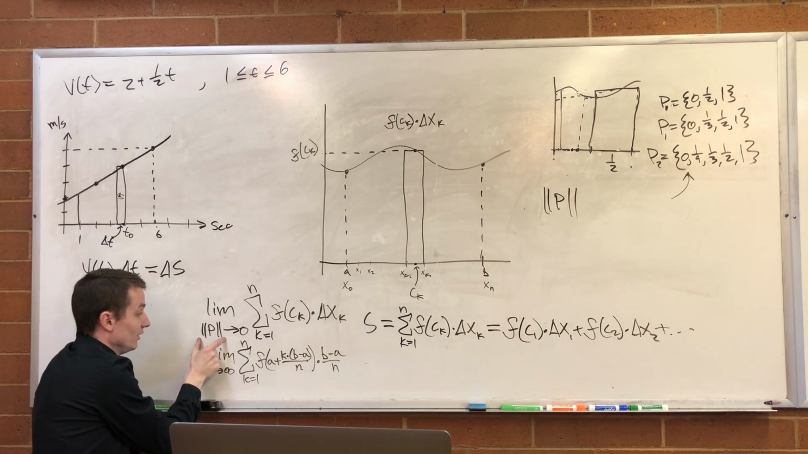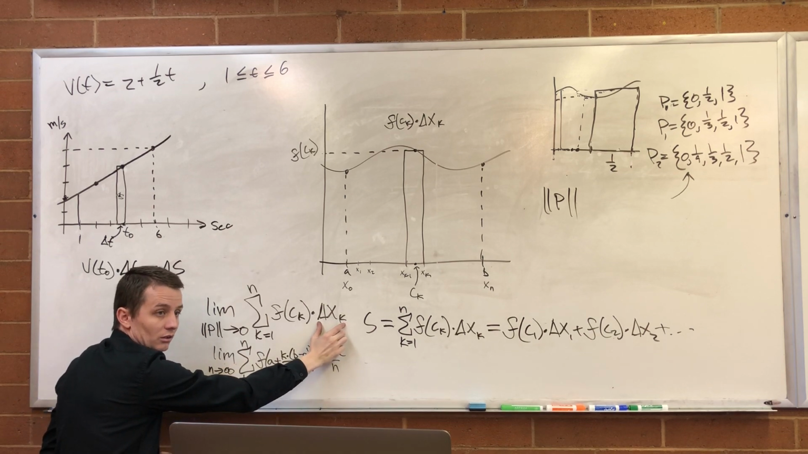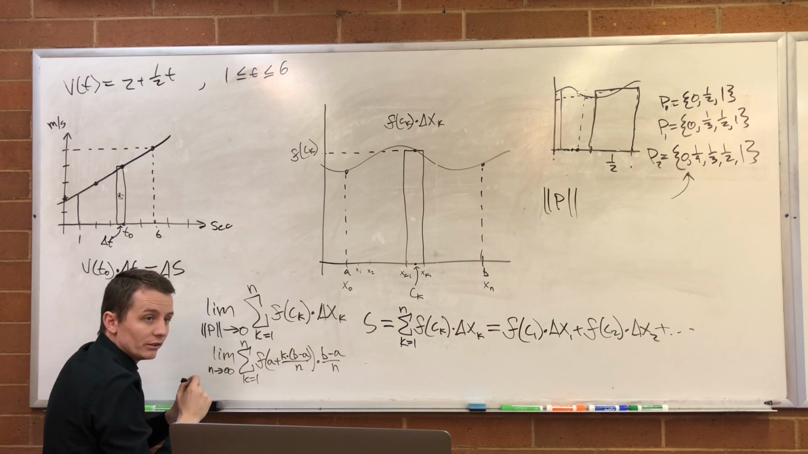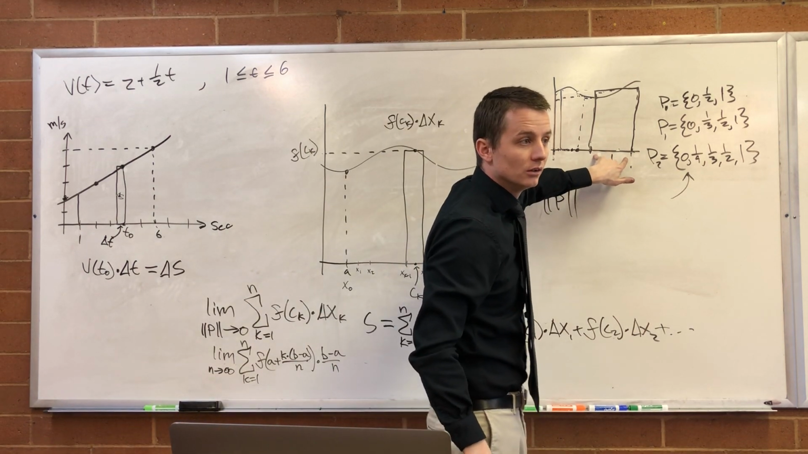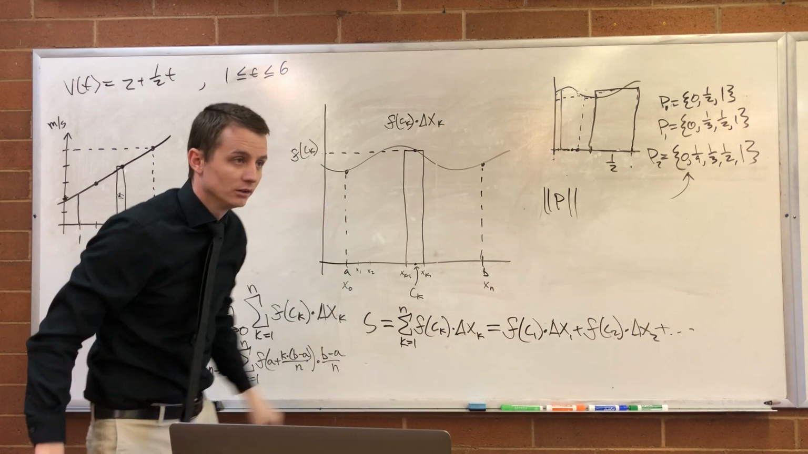Gotcha. This length, the norm, is going to be one of these. It's a distance between 2 points, right? So the norm of this thing was 1/2. You with me so far?